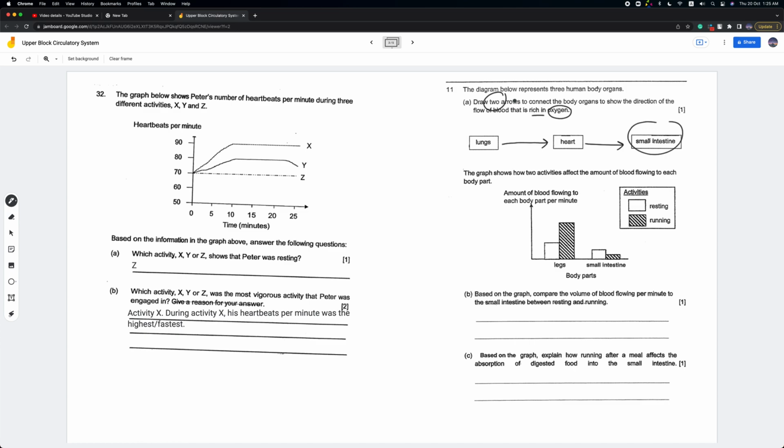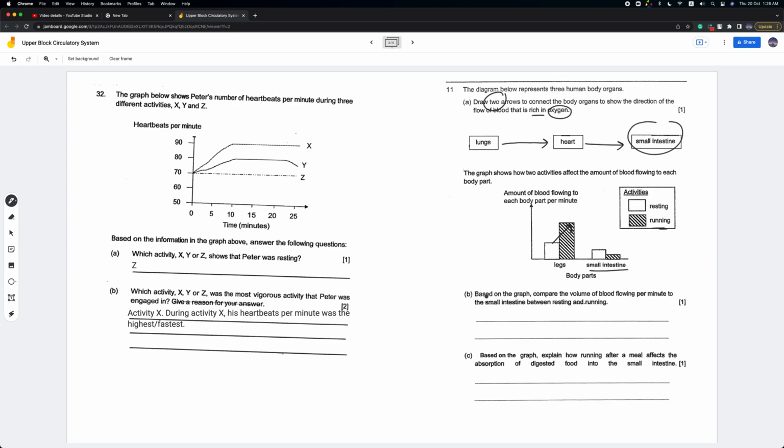Okay, next part here. The graph shows how two activities affect the amount of blood flowing to each body part. So during running or during any exercise, blood will definitely flow to the muscles that require more oxygen and digested food, because again, it's to release more energy. Since blood is flowing to that particular organ, less blood will flow to the small intestine. Because again, we have the same amount of blood. The body is not going to increase the amount of blood. So if more blood is transported to the legs, of course, less blood is going to go to the small intestine.